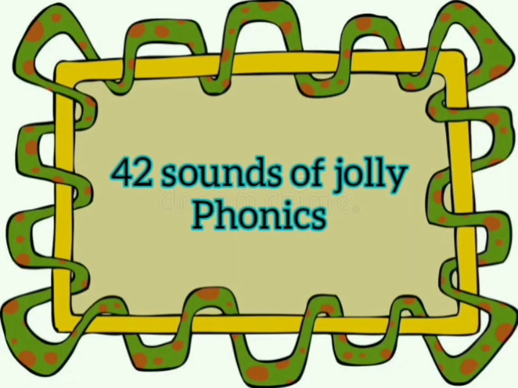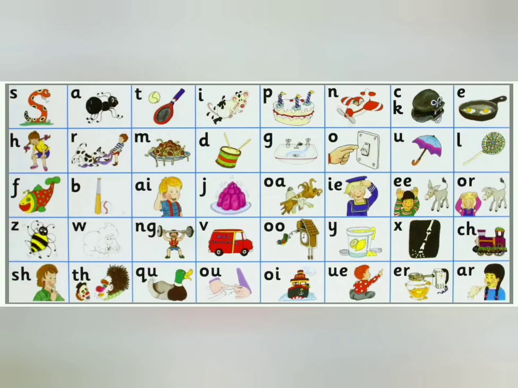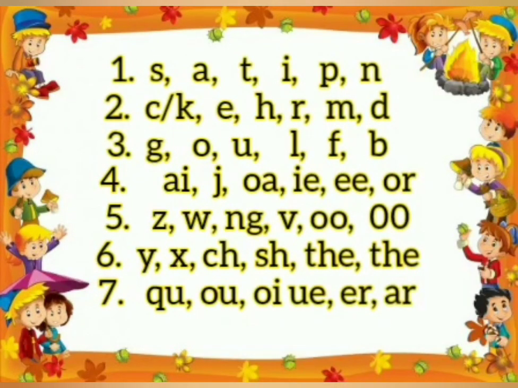Today we are going to learn the 42 jolly phonics sounds, which is a mix of alphabet sounds and digraphs. We break the 42 letter sounds into 7 groups. So let's start.